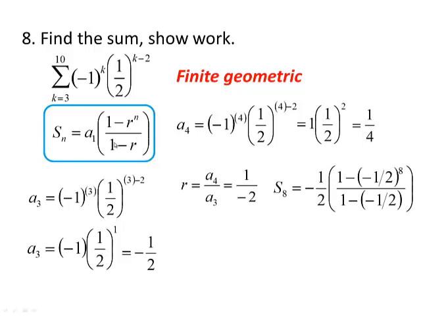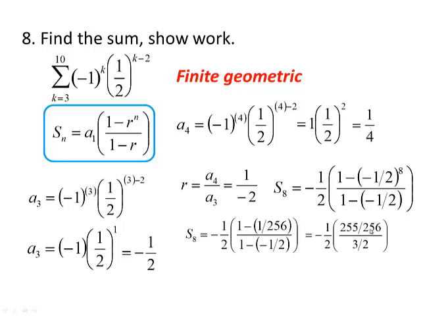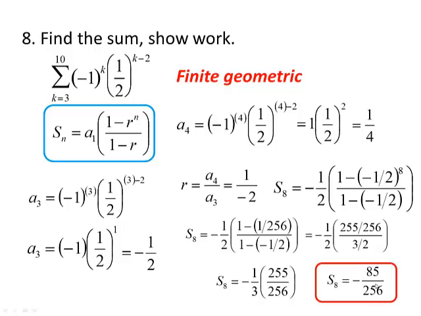Now we're going to use this formula, putting everything in here. The first term is negative 1/2. r is also negative 1/2. Take that to the 8th power first. I get 1 over 256. In a common denominator, 256 over 256 minus 1 is 255 over 256. And 1 plus 1/2 is 3/2. Negative 1/2 divided by 3/2. The 2's will cancel and I'm left with negative 1/3. And this comes out to negative 85 over 256 because the 3 will reduce here.